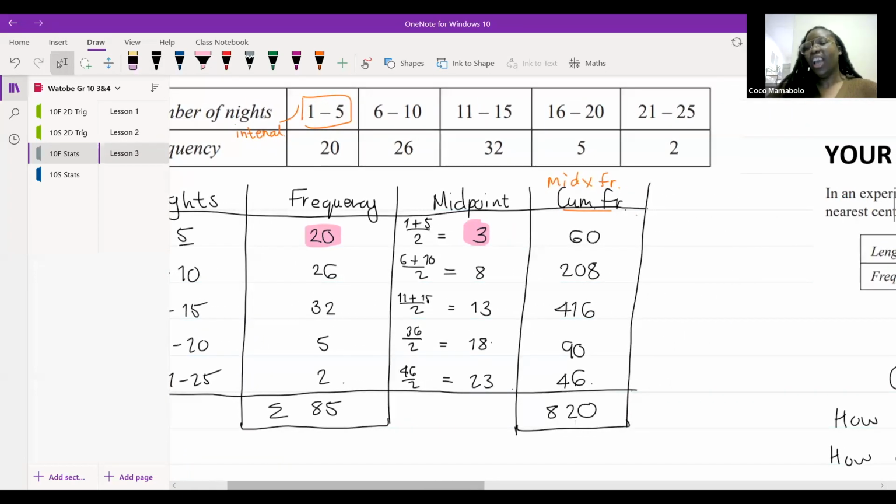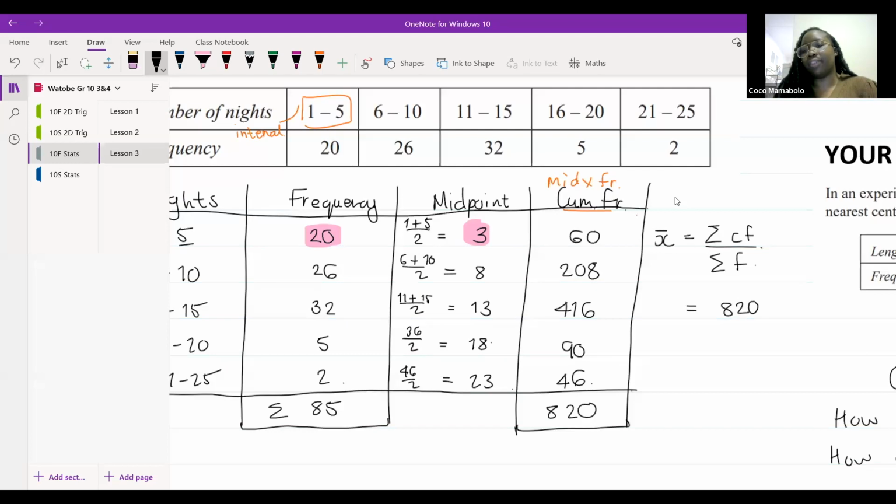Okay. So let's calculate the mean. Remember the mean, Anotida, is x with a little bar on top. That's how we identify the mean, is equal to the sum of my cumulative frequency over the sum of my frequency. So what is the sum of my cumulative frequency? 820. Good. It's 820 divided by what number? 85. Good. So my mean will actually equal how much? Thanks, Caitlin. Caitlin's already given us the correct answers.